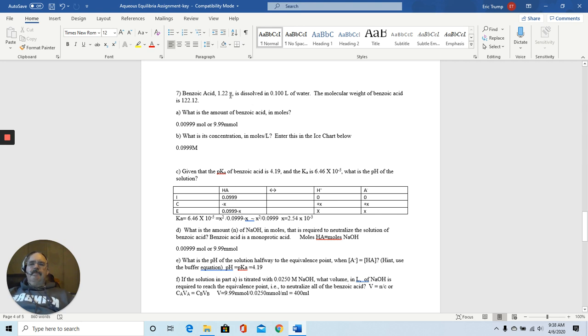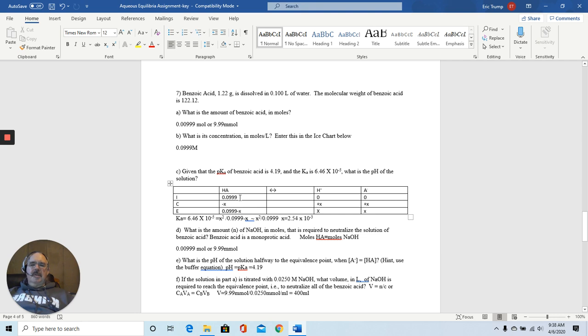Or if we use milligrams and millimoles, milligrams per millimole, then we get an answer in millimoles. Okay, so what is the concentration? Okay, concentration is amount divided by volume. Okay, so the amount, you could take 0.00999 moles divided by 0.1 liters, or you could take the millimoles divided by milliliters. Either way, you should get the same answer.